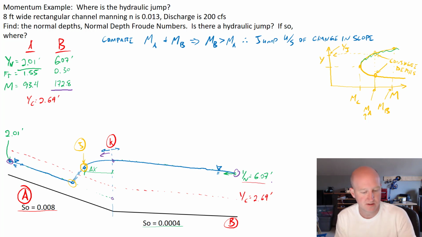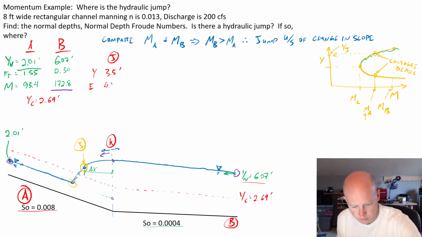So let's write down information for section J. So we just found J. That depth was 3.5 feet, and the energy at J was 4.29 feet. We need to know the velocity, 7.14, and we need to know the hydraulic radius, 2.14.